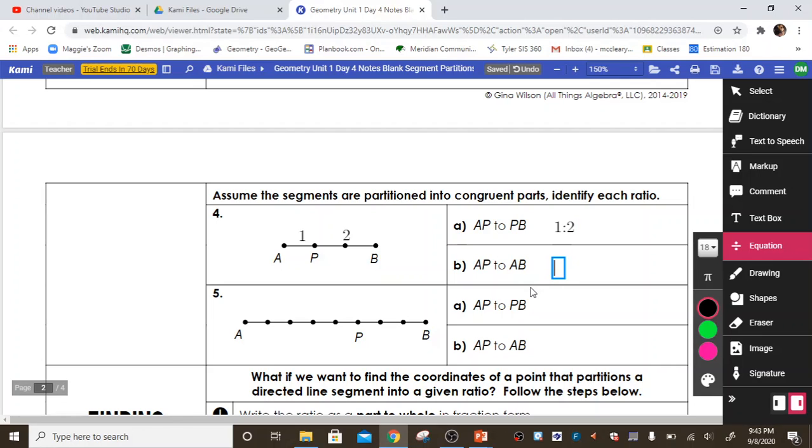Now we want to look at AP to AB. So AP to AB, that's the small part to the whole thing. 1 plus 2 is 3 last time I checked. So that means that our ratio is 1 to 3. All right, see if you can do number 5 here.